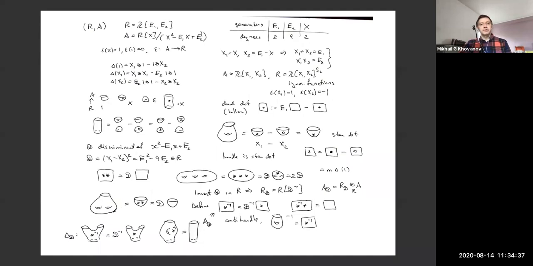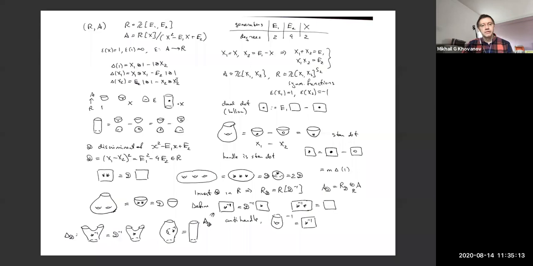In the U2 theory, let me change the labels of the variables to E1, E2. Here we have variables X1, X2, and then E1, E2 are symmetric polynomials. Let me again just start with this extension R and A. I just relabeled H into E1 and T into minus E2. These are the degrees of the generators: 2, 4, and 2. This is the defining relation, x squared minus e1 x plus e2, and a trace.